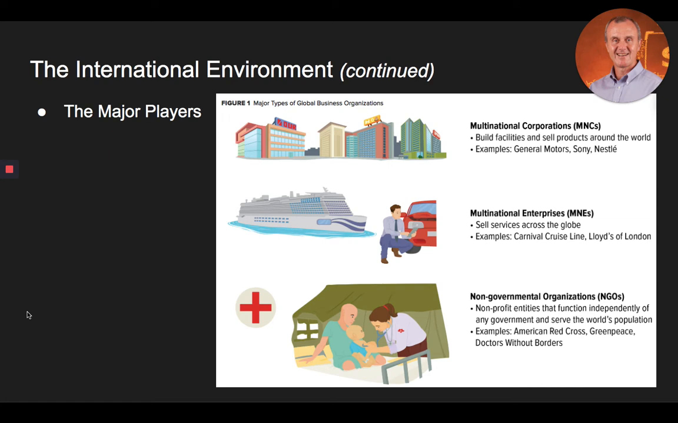Finally, the third major player are what is known as non-governmental organizations, or NGOs. These are nonprofit organizations that function independently of any government and serve the world's population. Examples of NGOs are organizations such as the American Red Cross, Greenpeace, and Doctors Without Borders.